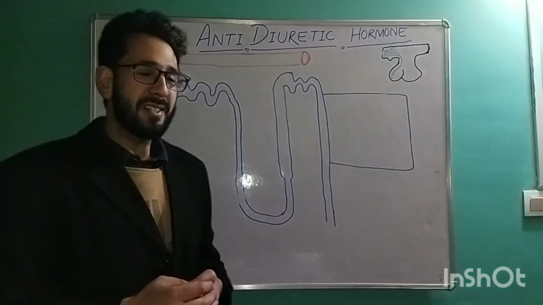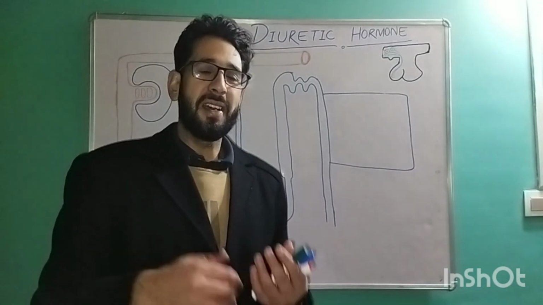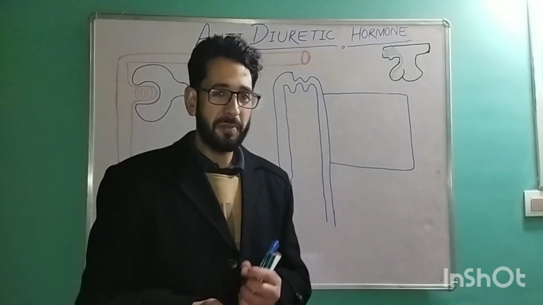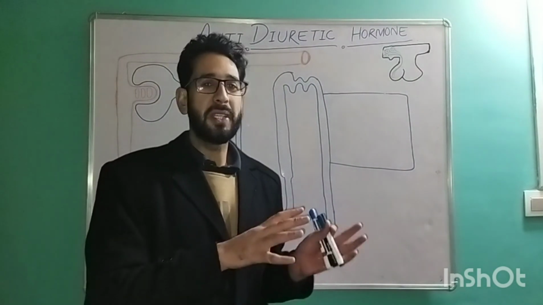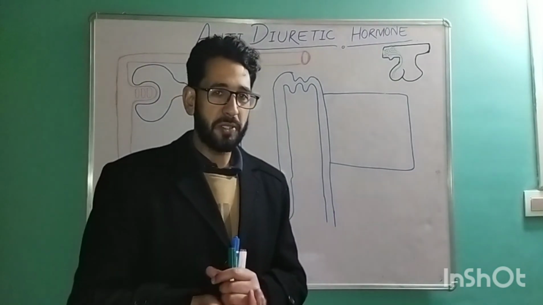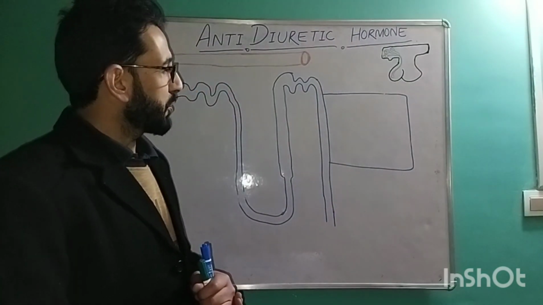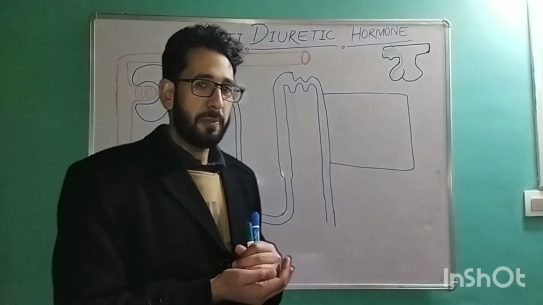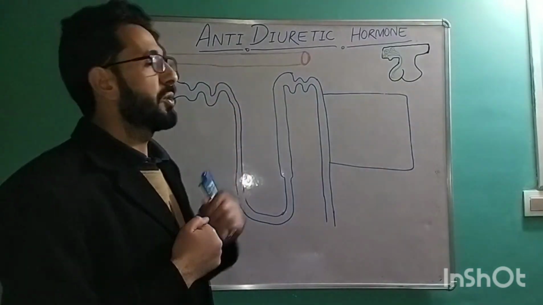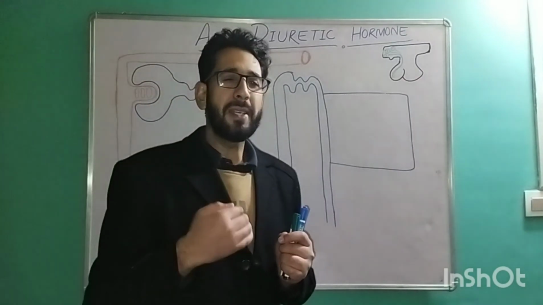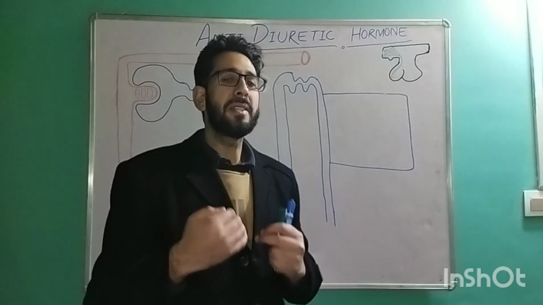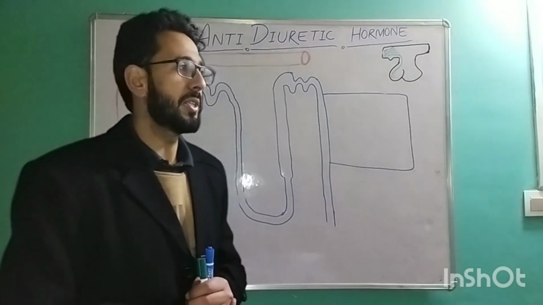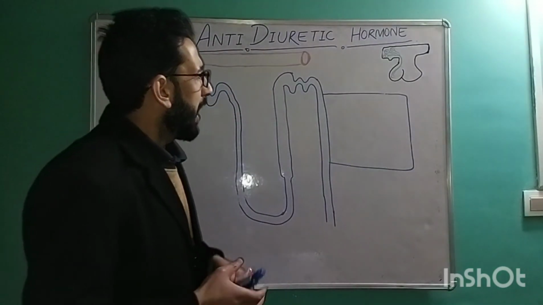So, in our last class, we have seen about the pituitary gland, and we have also seen the different hormones which are secreted by the pituitary gland, both from the anterior pituitary as well as the posterior pituitary. We have seen the two hormones which are released from the posterior pituitary, and one of those hormones is antidiuretic hormone. So today we will mainly focus on the antidiuretic hormone and what the actions of the antidiuretic hormone are in our body.